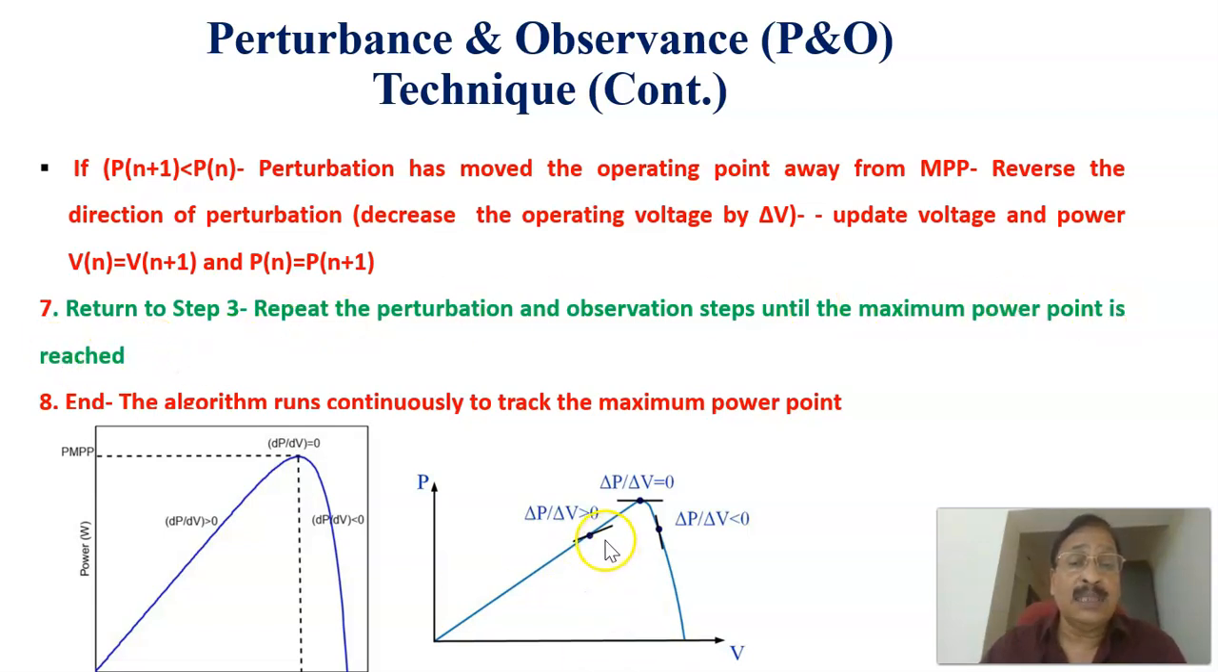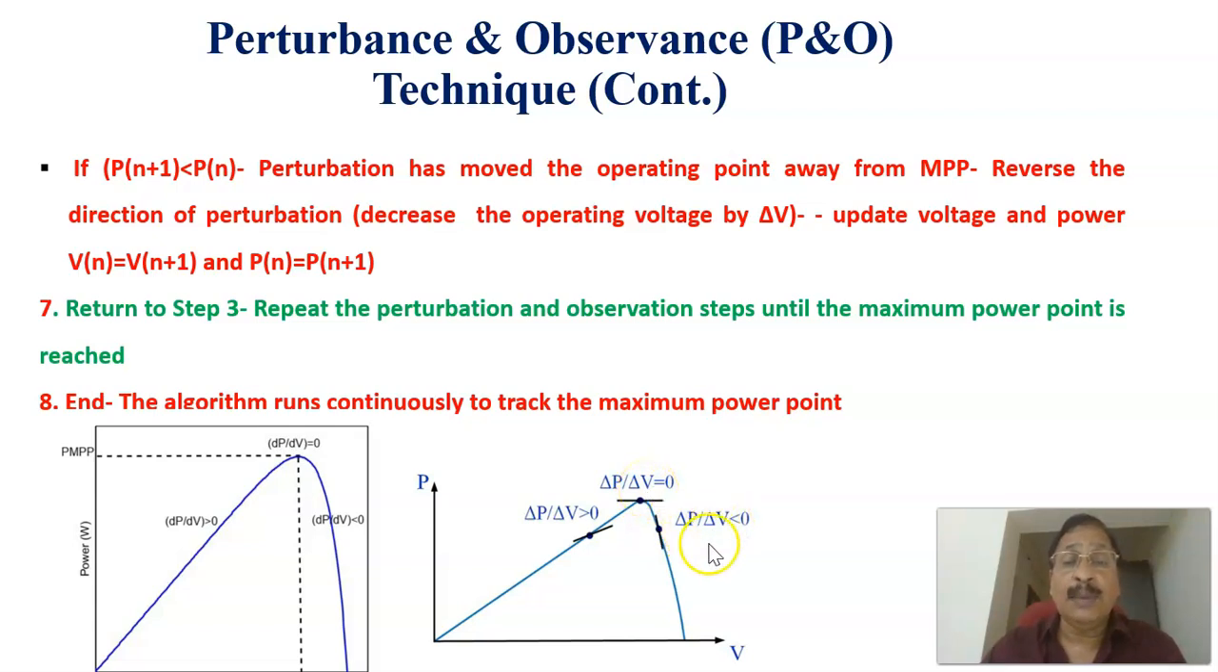Another concept is delta P by delta V. Basically, this operating point is the maximum power point. To the left side, we can see that delta P by delta V is more than 0, or the slope is positive. The change in power divided by the change in voltage is positive in this region. In that case, you have to increase the voltage and move the operating point towards the maximum power point.